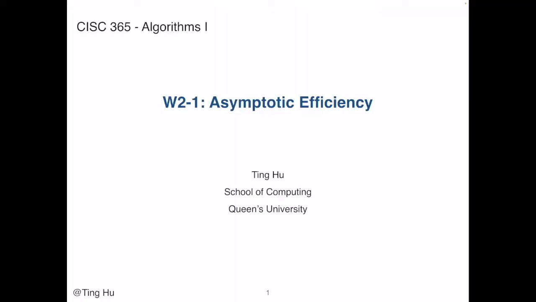Recall in the previous lecture, we used the notation theta instead of the big O that you saw in CISC 121 and 235. If you still wonder why, in this lecture, we will find out the answer.